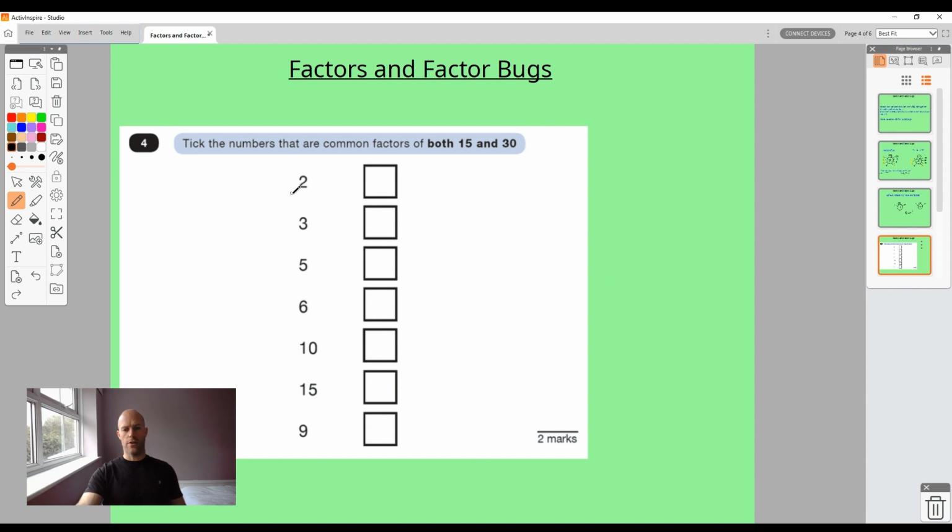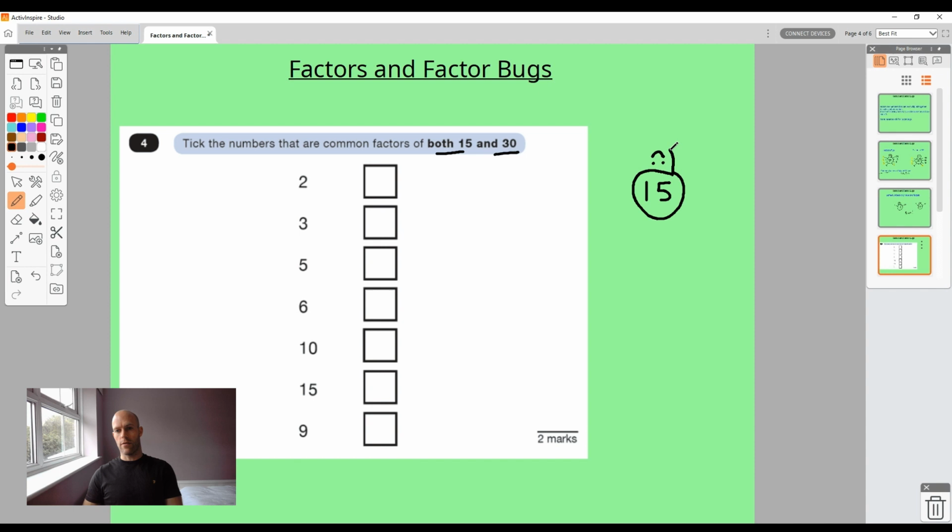Okay, here is a question you find in a Year 6 SATs paper. Tick the numbers that are common factors of both 15 and 30. First tip is don't even look at the options that you've got. You need to work it out for yourself and then find the answers afterwards. Don't get drawn in by, oh yeah, I reckon 6 might be, oh yeah, I reckon 9 might be. Do your own work independently. You know how to do it, and then find the answers afterwards.